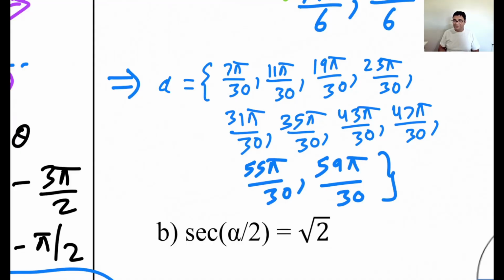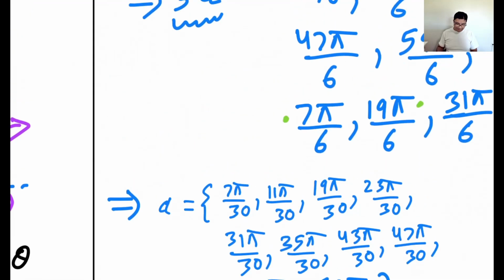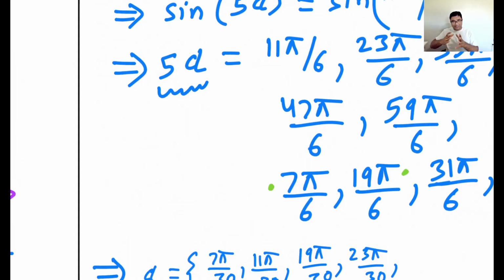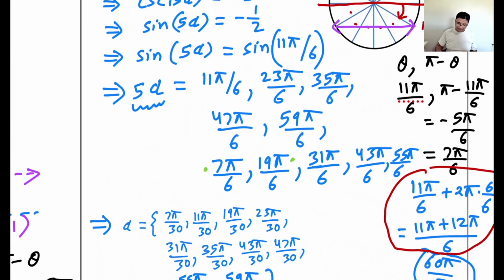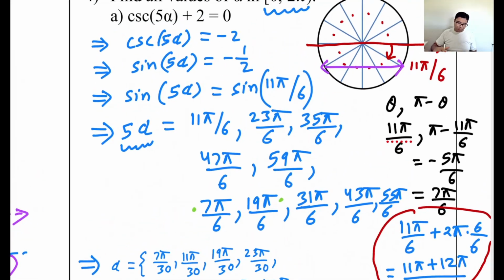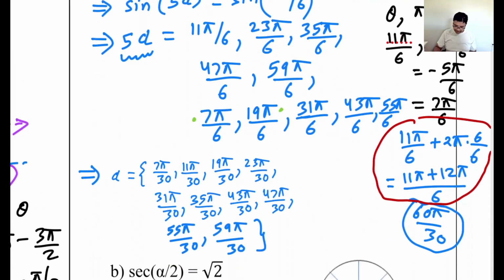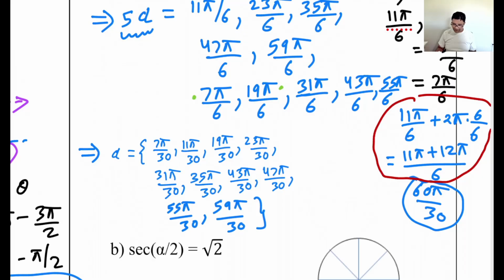All right. Sometimes it can be lengthy. Okay, and it happened because we had 5 alpha. So we had to go all the way up to 60 pi over 30, so that finally the alpha is between 0 and 2 pi. Okay. 59 pi over 30 is almost 2 pi. The next value would be above 2 pi.